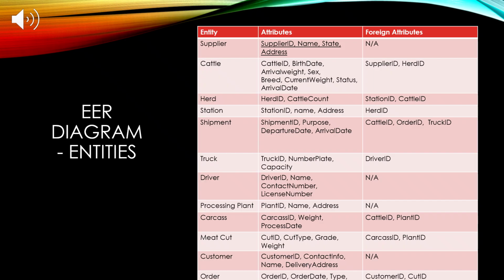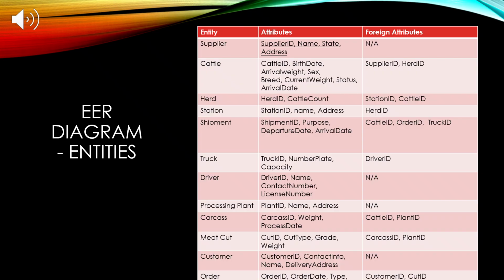For the station, it would be the station ID, the name, and the address, and the foreign attribute would be the herd ID. For the shipment, shipment ID, purpose, as in why are we shipping it? Are we shipping it as an order, or are we shipping cattle to a processing plant? The departure date and the arrival date of the shipment. This would contain the cattle ID, order ID, and truck ID. For the truck, it would just be the truck ID, number plates, and capacity, and the foreign attribute would be the driver ID. For the driver, it would be driver ID, name, contact number, license number, and we wouldn't have any foreign attributes.